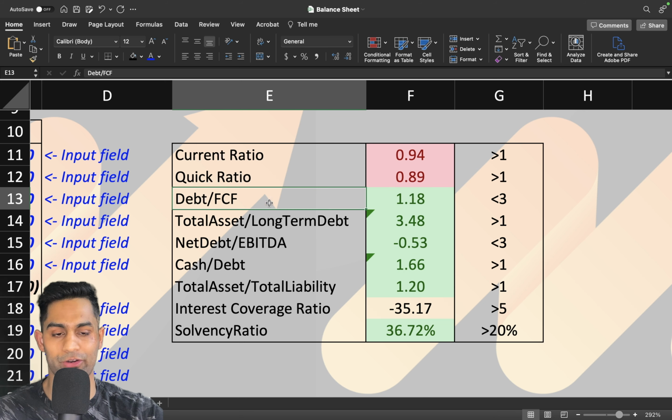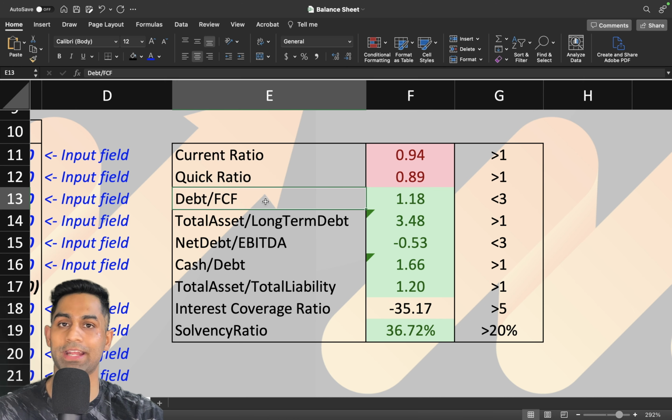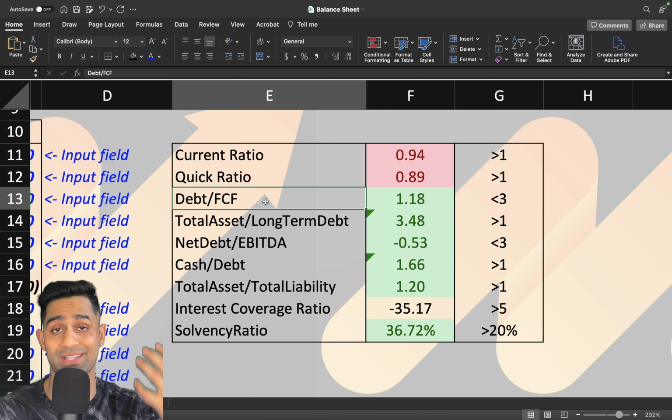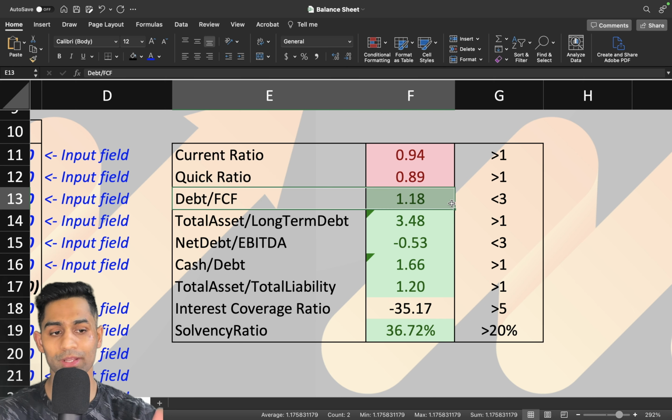Now, when it comes to debt to free cash flow, this metric pretty much helps us understand how long in years it will take for a company to pay down its debt simply by using free cash flow. Okay. So we want this number under 3, meaning that we want companies to be able to pay down their debt using their free cash flow in under 3 years. So that's why for Apple, it's at 1.18. Not a problem. We got plenty of cash flows coming in, and the debt is also reasonable. So huge check mark and a green color for that.